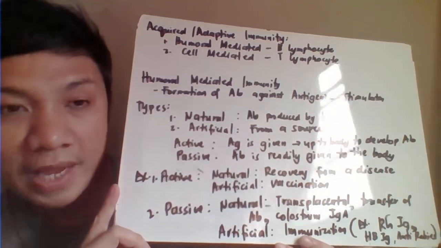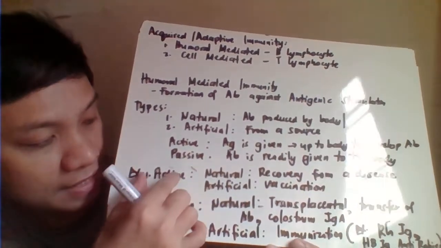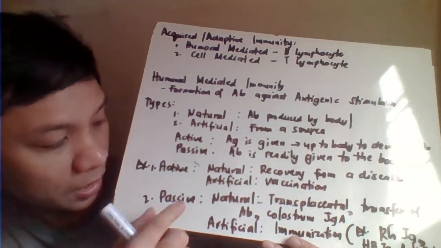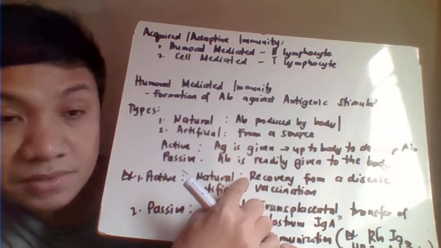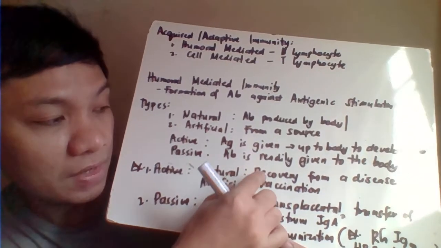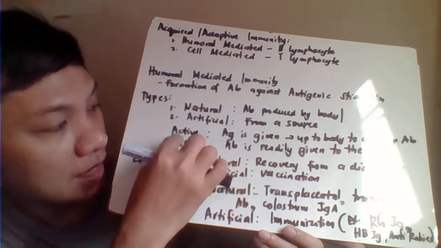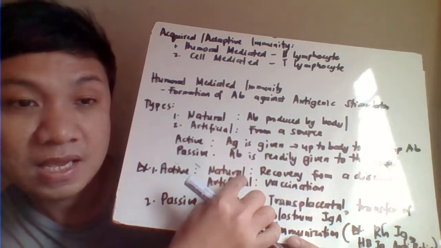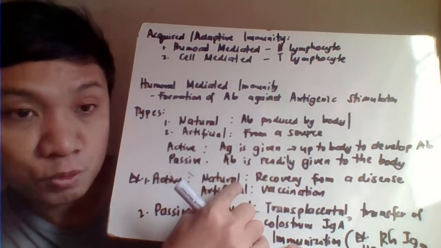Okay, so we have your example of active natural immunity: recovery from a disease. What makes this active? You get infected by a certain disease, and because of the infection, what's being given to you is antigen through exposure. Therefore, that becomes your active. Natural, because again, it's your body that will develop an antibody as a product of stimulation from exposure.